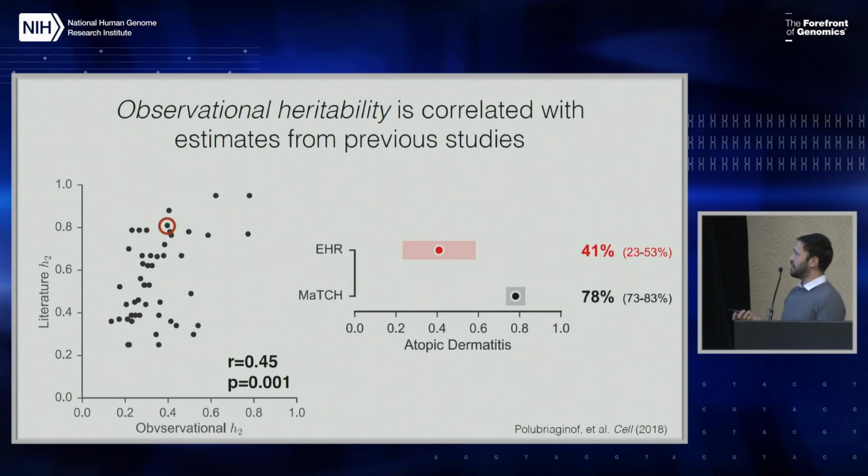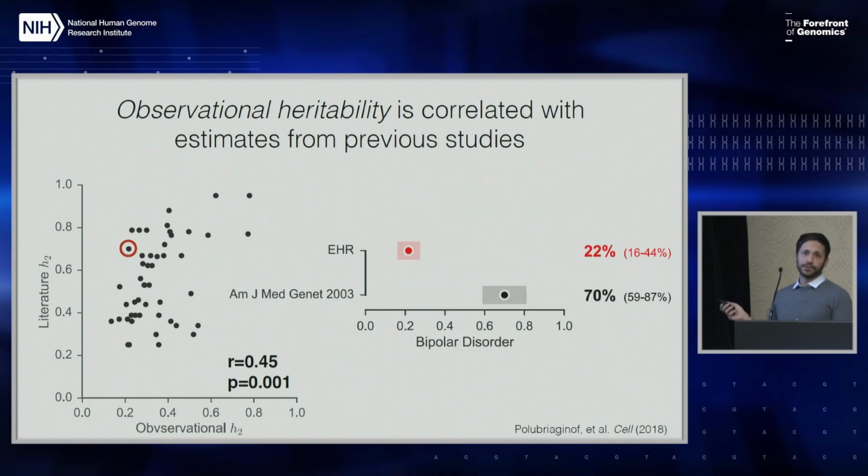Some of them we get kind of off. So here's atopic dermatitis. We said 41%. There's this literature study that said 78%. Bipolar disorder, way off from the literature. We say it's 22% heritable, but in the literature, it's up to 70%. So that's interesting.